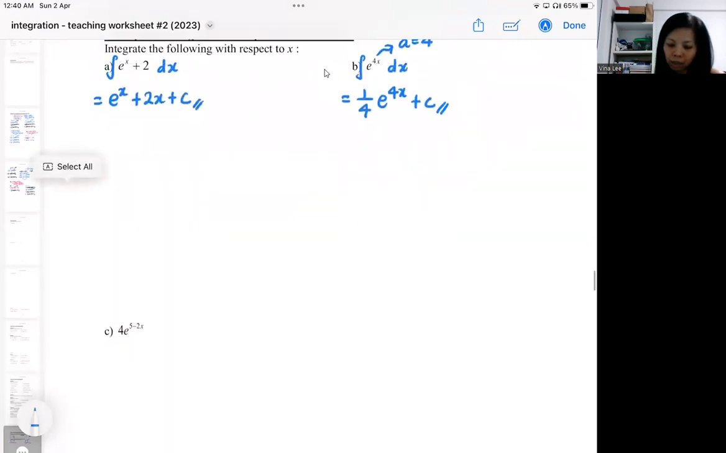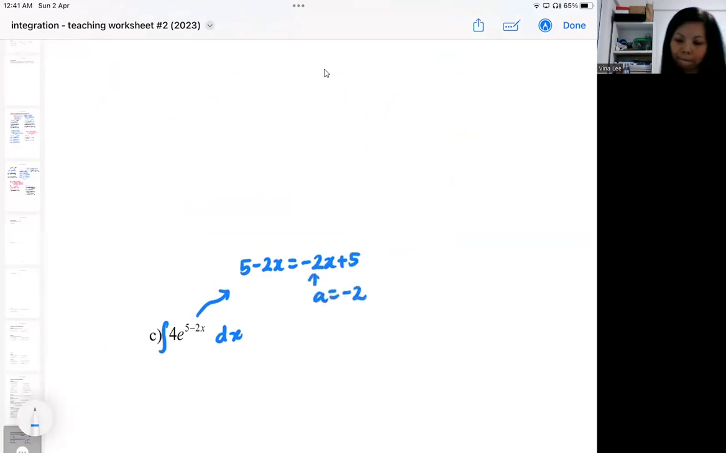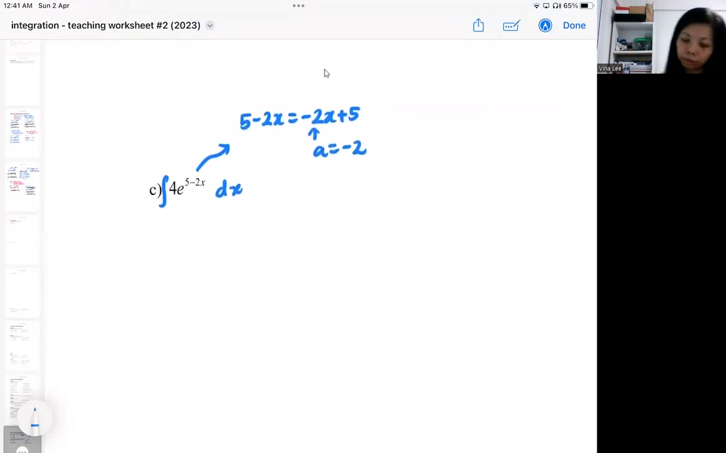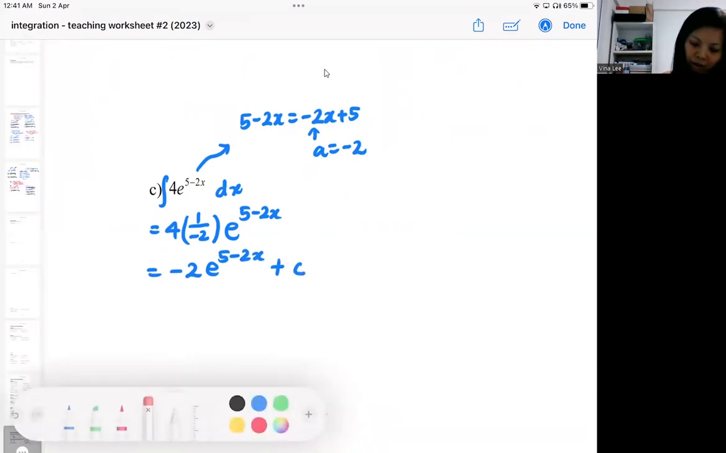Okay, so for part C, you need to observe a little bit. 5 minus 2x is actually the same as minus 2x plus 5. So your a is actually minus 2. So you do a 1 over a, and then you copy and paste. So that will be your integrated answer. Sorry, I shouldn't write a dx. It's a plus C.